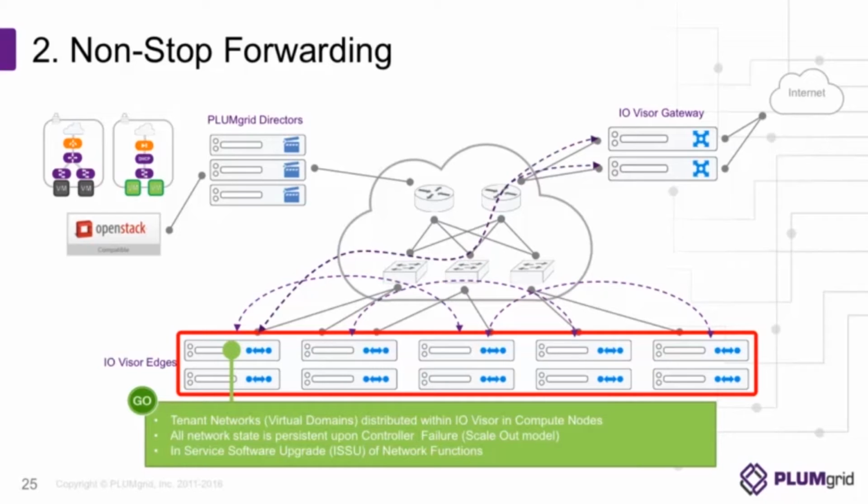Since it's in kernel, our in-service software upgrade is a no-brainer. Not only that, it allows us to upgrade any network function that you are using, and you can upgrade it and not lose connectivity. Like most of the other products that are based around the user space, you will have to shut down everything, upgrade, and then bring it back up. With us, you just upgrade it, and that's it.